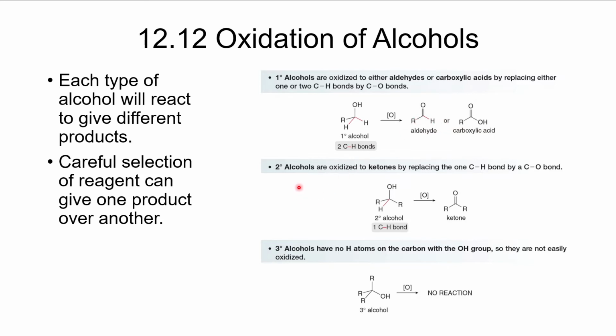So if we have a primary alcohol, when we oxidize it, we'll either get an aldehyde or a carboxylic acid. Again, we can choose which one it is based on which reagent we choose. For a secondary alcohol, there's just not much choice there. We'll oxidize that to form a ketone. And then finally, with tertiary alcohols, if we attempt to oxidize it, we'll get no reaction.